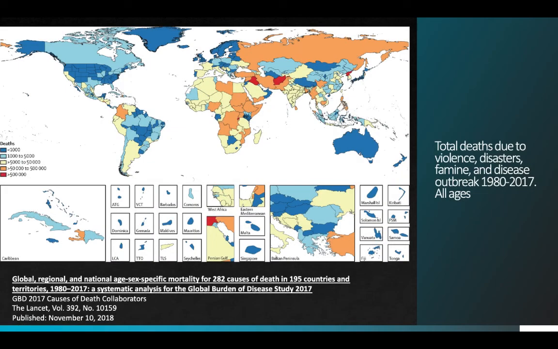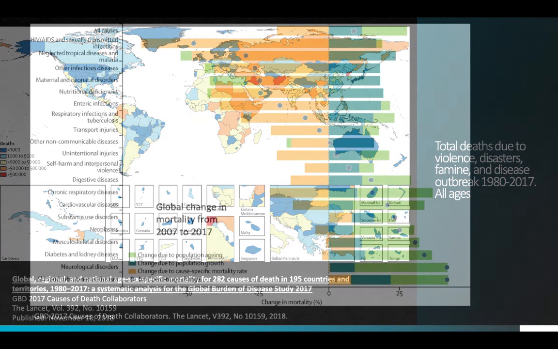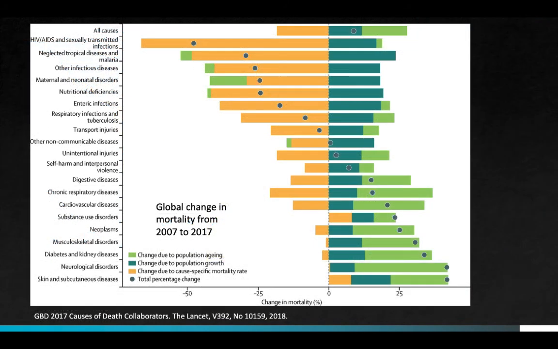I mentioned at the beginning of this video that death rates vary considerably around the world. This graph shows total deaths due to violence, disasters, famine, and disease outbreak between 1980 and 2017. Some of these patterns may be similar to what you might expect, with lower totals in the wealthier countries and higher totals in developing economies, but you can see that there's a lot of variation around the world.